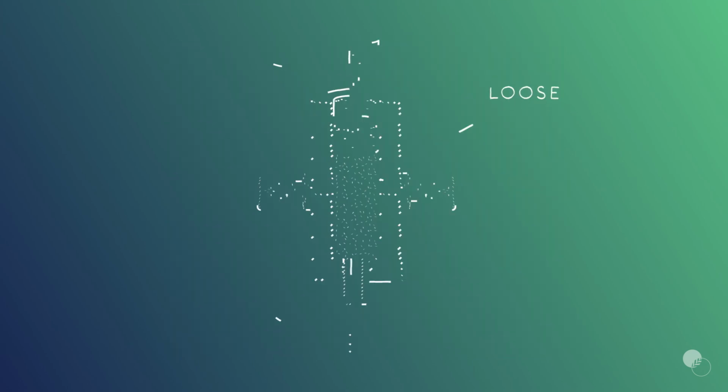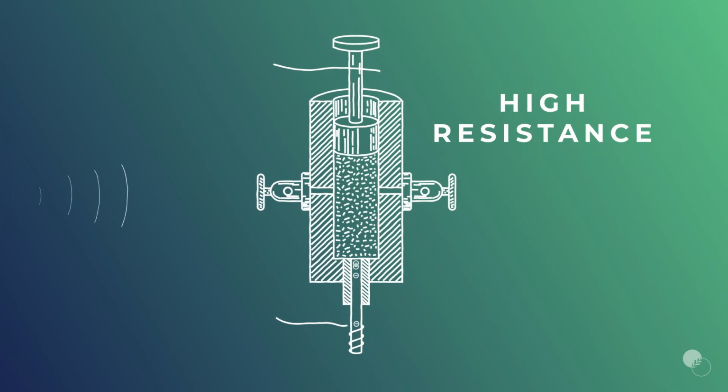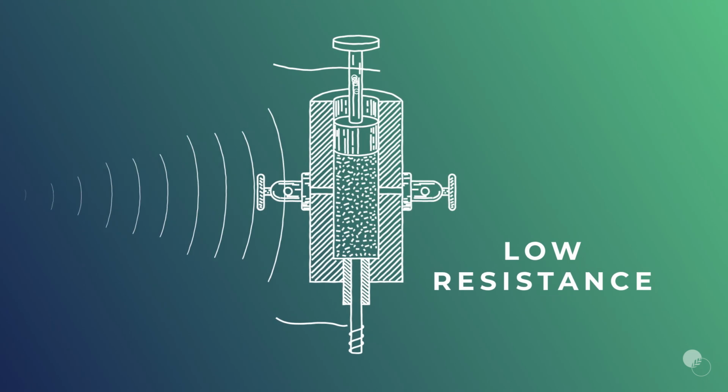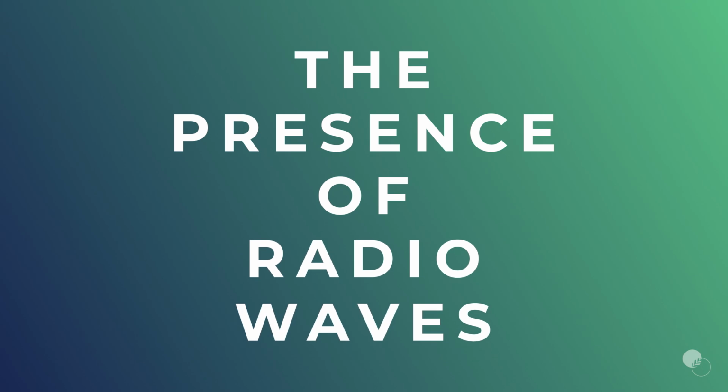Branly discovered that when loose metal filings receive an electromagnetic wave, they move from having very high resistance to electric current to low resistance, which means you could establish a circuit that contained these metal filings and they would allow no current to flow until it received a radio wave, which would then shift the filings to low resistance, allowing a current to flow, and the current would indicate the presence of radio waves.